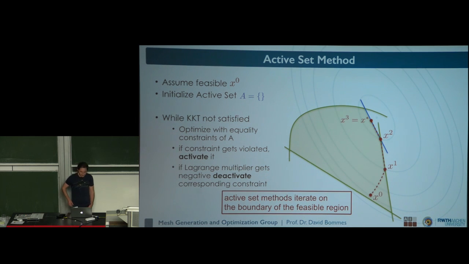Alright. What you can see is that these active set methods always have a very characteristic way of converging to the optimum. They directly go to the boundary, and then they just walk along the boundary by activating and deactivating these constraints.